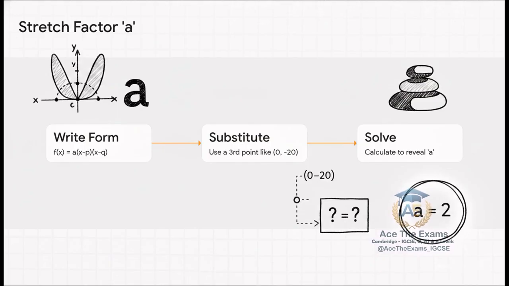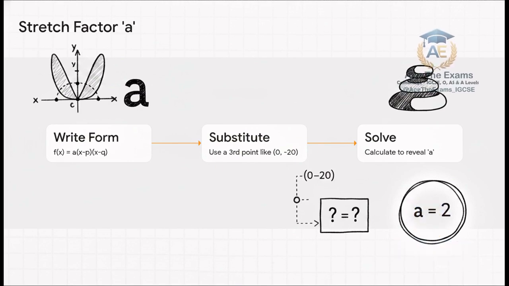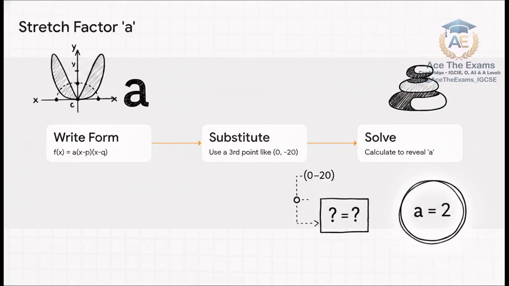Step 3, your link. Solve the algebra. -20 equals a times (0 + 2) times (0 - 5). That simplifies down to -20 equals -10a, meaning a equals 2. Then you just rewrite the final perfect equation. This systematic, calm approach is exactly how you transform a messy, panicked attempt into a flawless, examiner-friendly response.